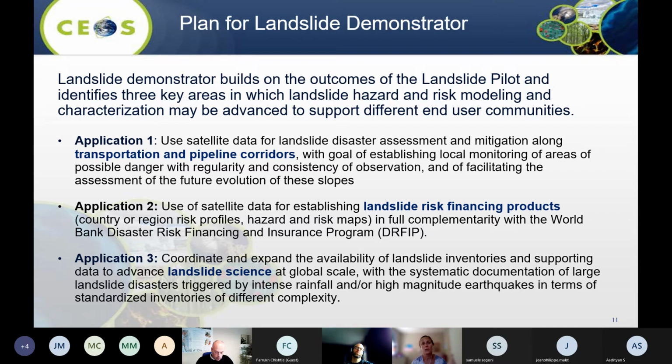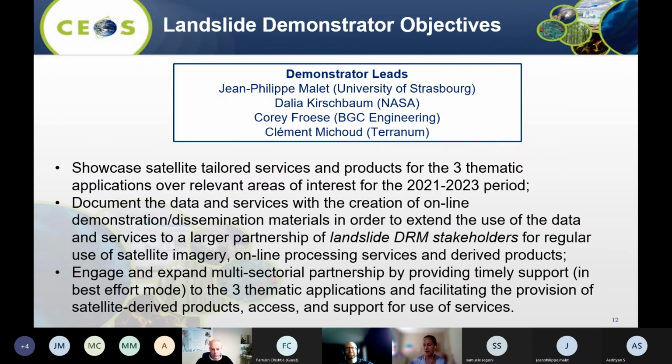And then lastly, this is where the LandAware activities fall in. Application 3 is really about coordinating and expanding the availability of landslide inventories and supporting advanced landslide science. This really speaks to what we're doing here, and they're aligned. All of these are volunteer efforts, so you can see why we have to align some of them to make it work. And so we'll talk a bit about that.